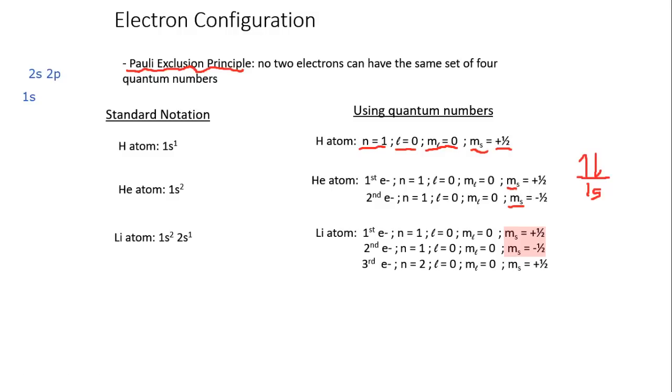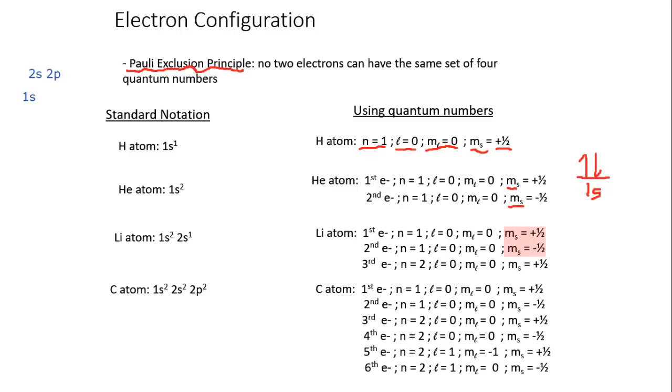And then one more example, carbon, which has six electrons. We put two in the 1s orbital, two in the 2s orbital, and two in the 2p orbital. This contains all of the information about the four quantum numbers. Notice that the only difference between the electrons in the 1s orbital is the M sub S value. In the 2s orbital it's also the M sub S value. And then the last two electrons are in the 2p orbital. We'll get into how to add electrons into the 2p orbital in just a second.